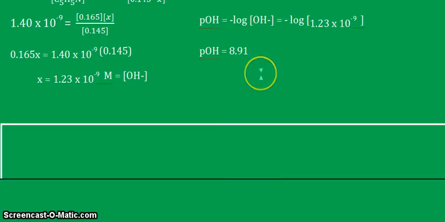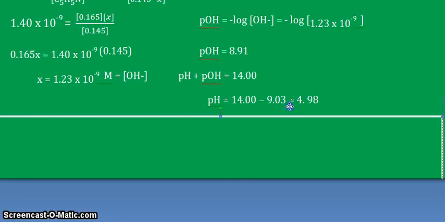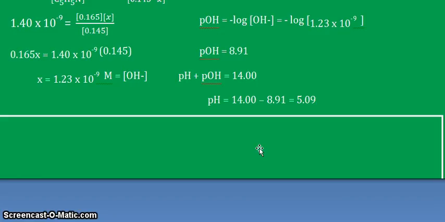Now we simply need to calculate the pH using the simple equation that we introduced before: pH plus pOH is equal to 14. Neutral pH is 7, neutral pOH is 7, so that's a total of 14. We simply rearrange that and solve for the pH. So pH is equal to 14.00 minus 8.91, which is our pOH, and that is equal to 5.09. So the pH of the solution after adding the strong base is 5.09.